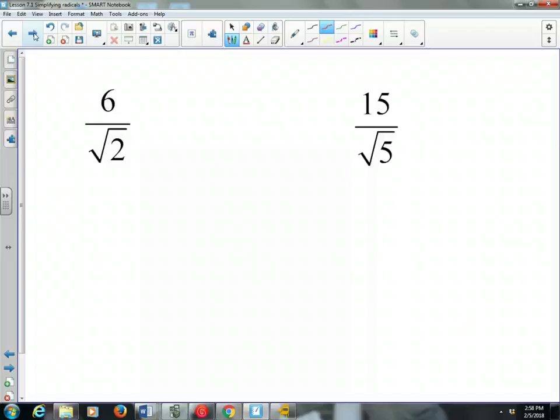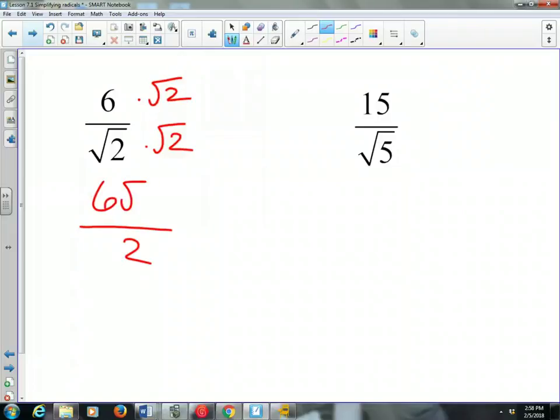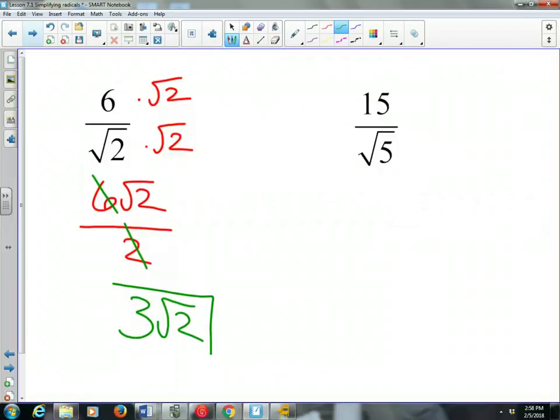To rationalize the denominator, I multiply the denominator by whatever the radical is. So square root 2 times square root 2 is 2, and 6 times square root 2 is just 6 root 2. This one, though, we can go a step farther. We can reduce: 6 divided by 2 is the same thing as 3. So 3 square root 2 is the answer for this one.